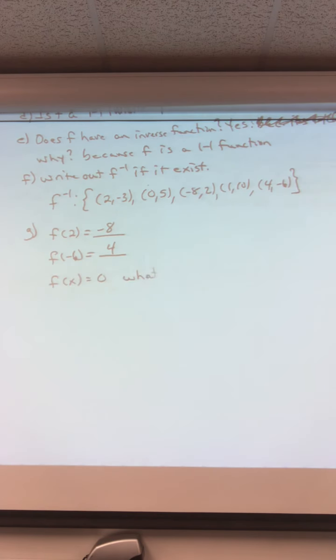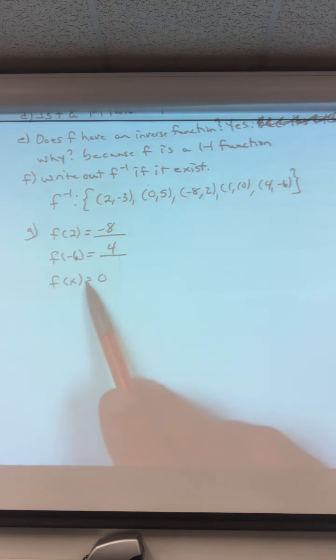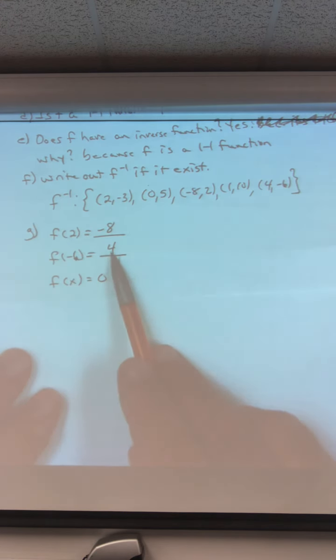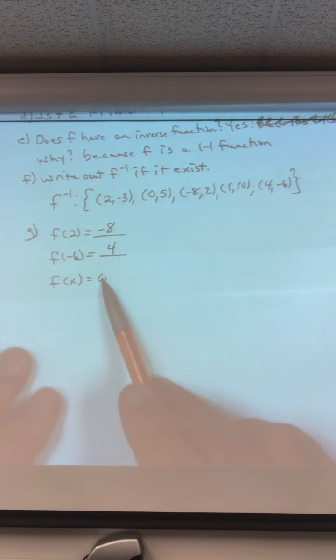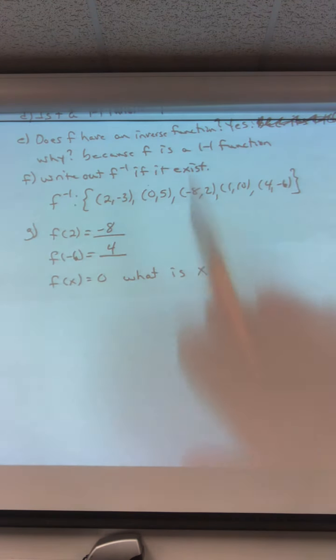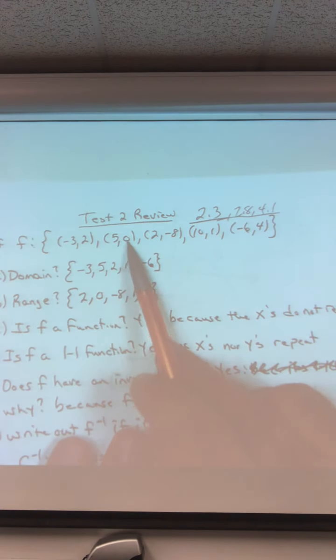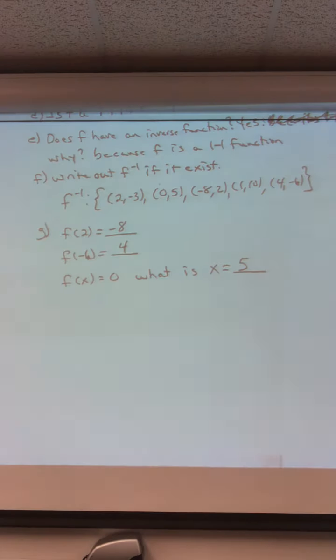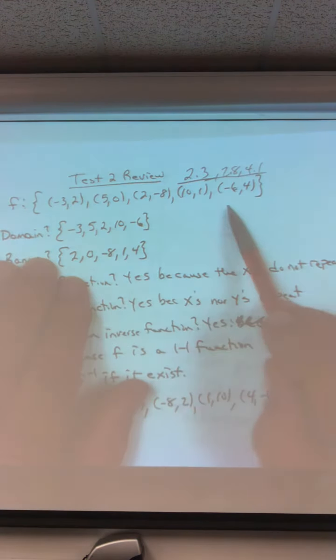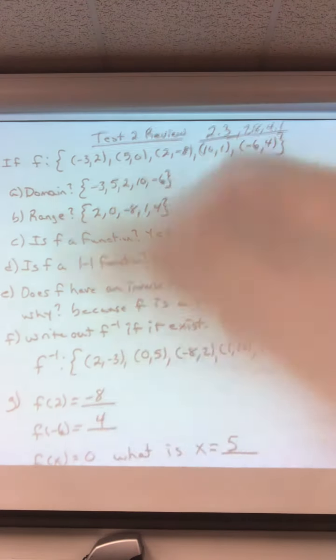And then in this last one, f of x equals 0. This is the x. This is the y. So this 0 is the y number. It's not the first number. And we're looking for x. So go up to the top and find a y number of 0, and we're looking for the x that it is paired with, which is 5. So I will give you one problem like this on the test, where I give you ordered pairs and I ask you these questions.